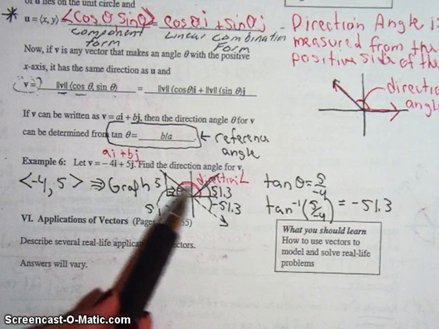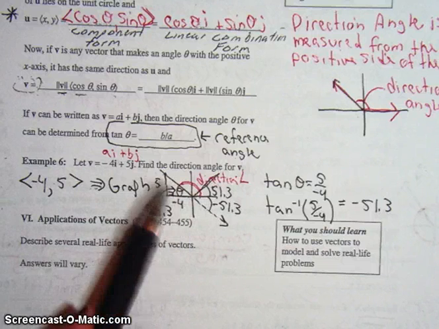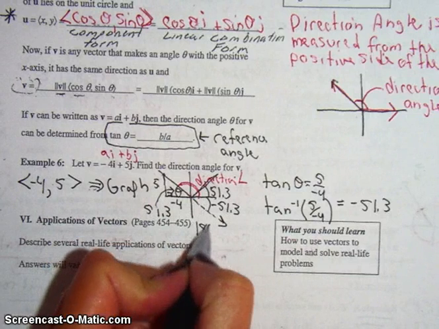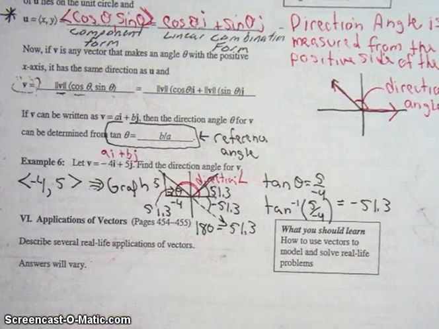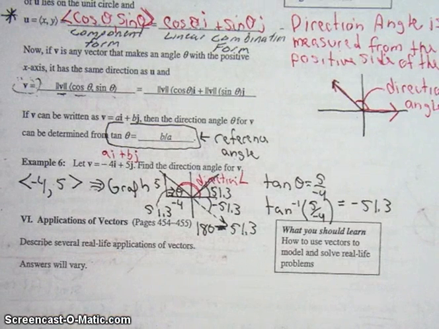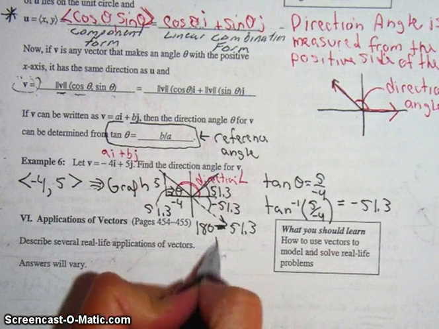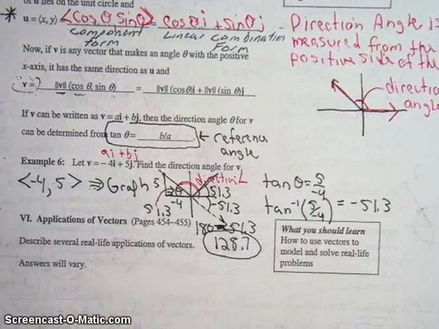You always want the red angle from the positive side of the x-axis. Go ahead, Brianna. 180 minus 51.3. Very good. So what we want to do is 180 minus 51.3. What do you get, Brianna, when you do that? 128.7. Yes, so you get 128.7, and that is our final answer.